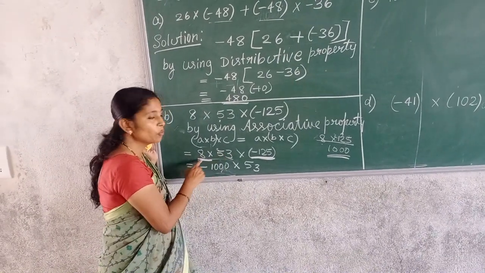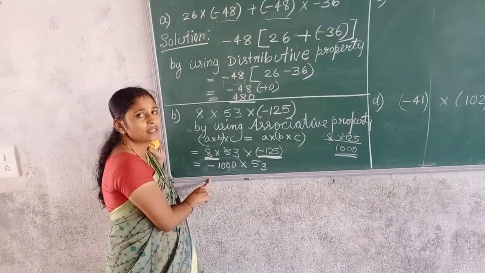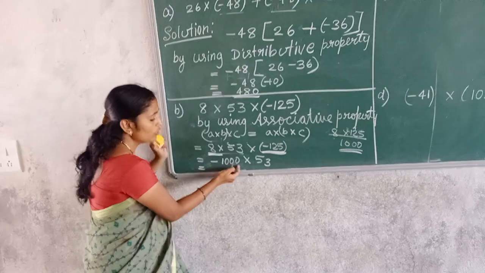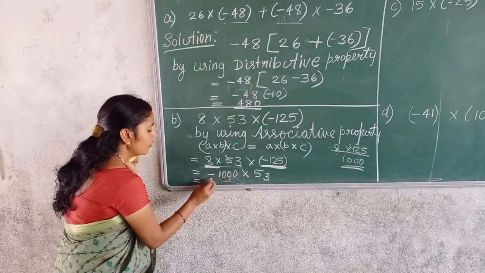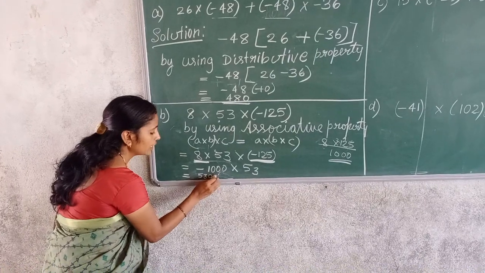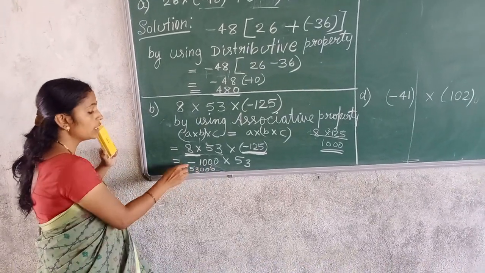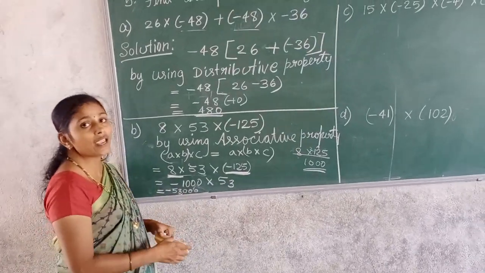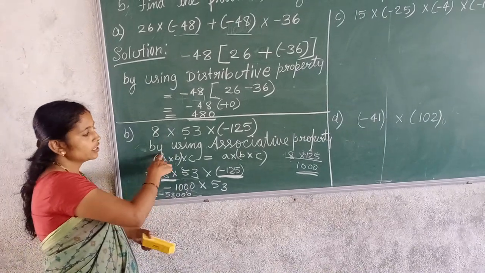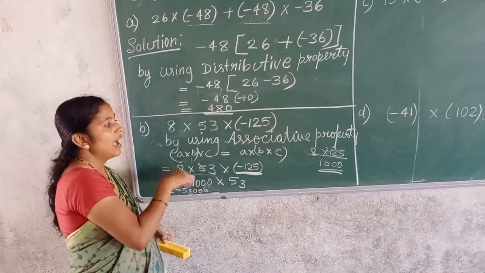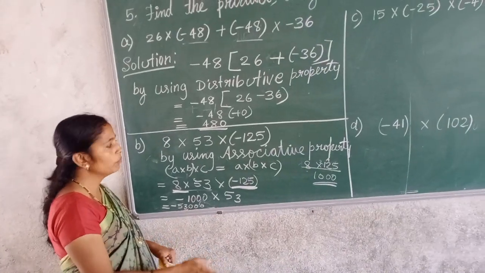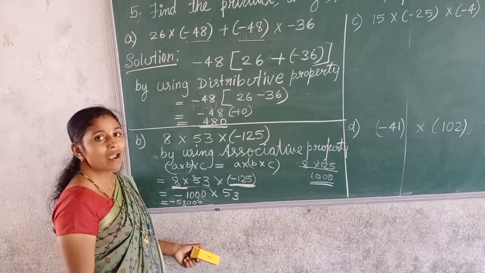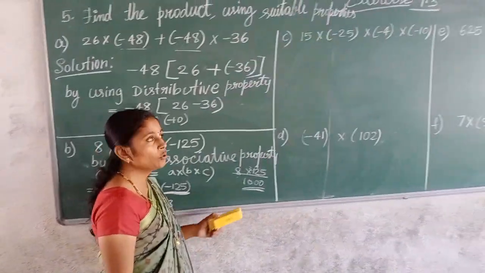Otherwise, at the end you will get the same answer, but you would spend more time to solve it. When you get the zeros, it is very easy to multiply. 53 ones are 53. How many zeros are there? 3 zeros. So 53,000. But when opposite symbols are there, we have to use minus, so minus 53,000. Hope you understood why it is the associative property also. Either you can use commutative, but don't make it complicated. Three numbers are there, so make a pair and do it. So you will get minus 53,000. Let us go to the next question.